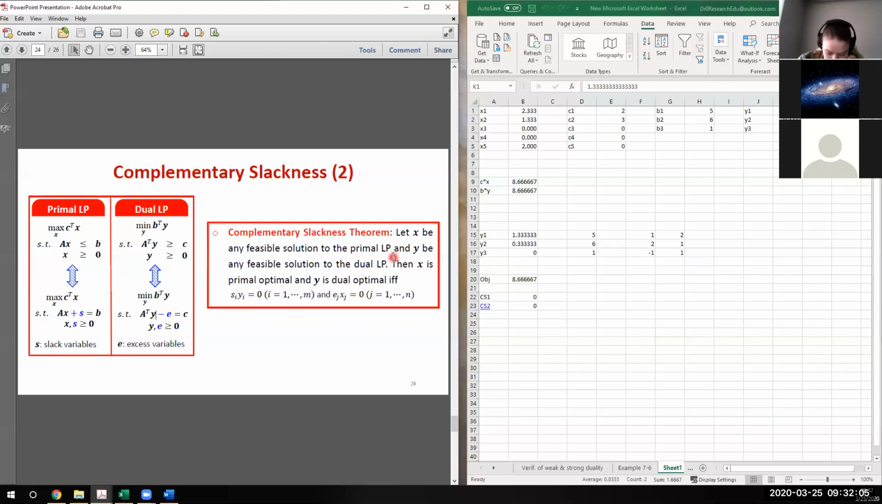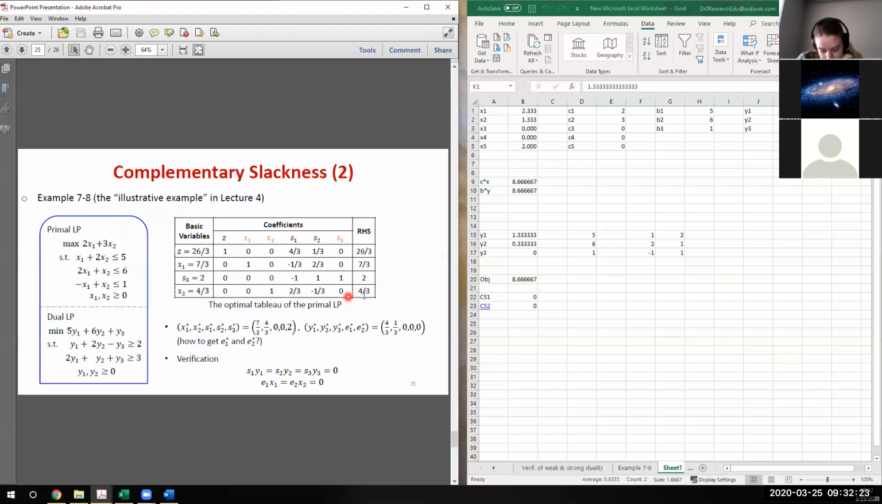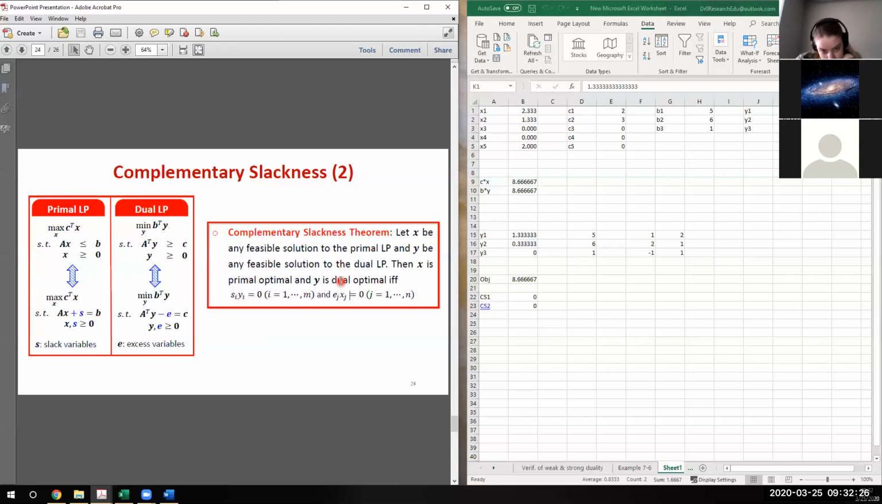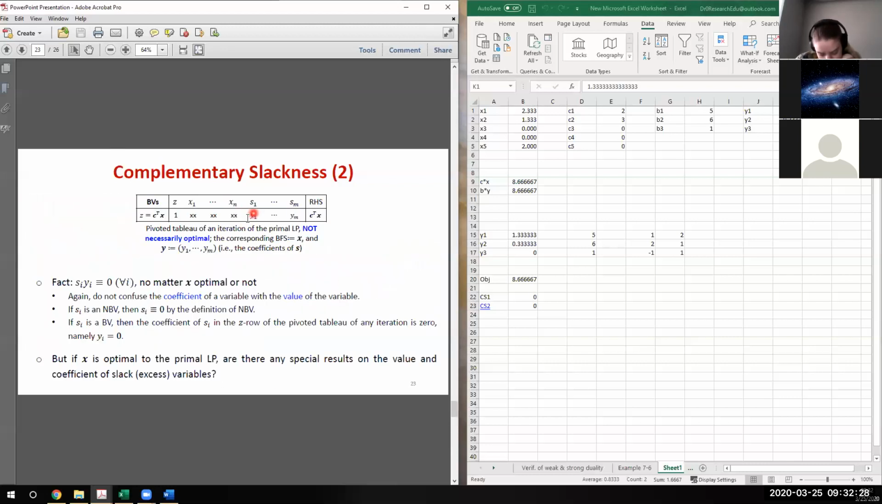Then the interesting thing is what? The interesting thing is x is primal optimal and y is dual optimal if and only if you have this property, that si yi equal to 0, and meanwhile, ej xj equal to 0. The corresponding ej is the coefficients here in the dual LP, okay? So this is going to be x1, this is going to be xn, not m, because in the dual LP, I should have n constraints.